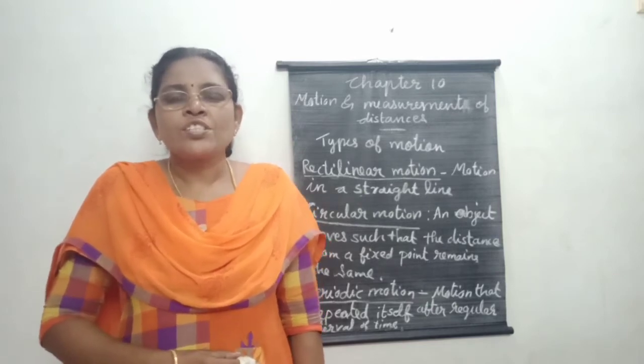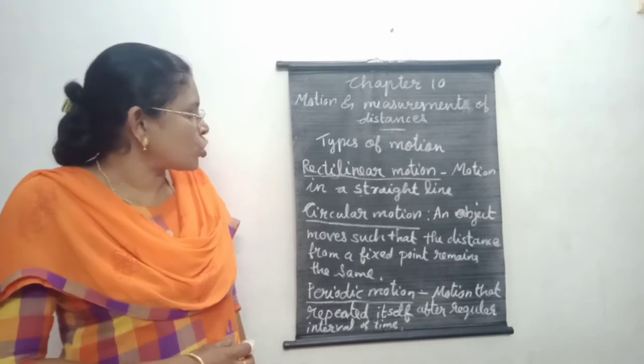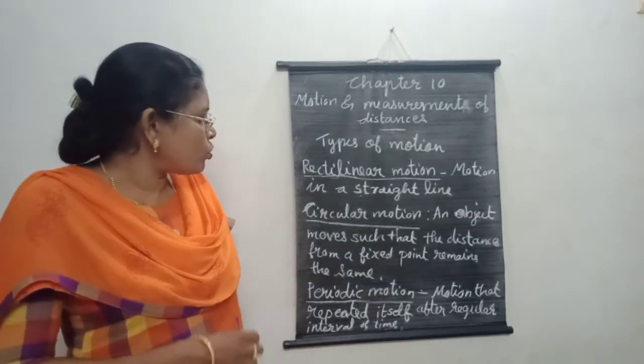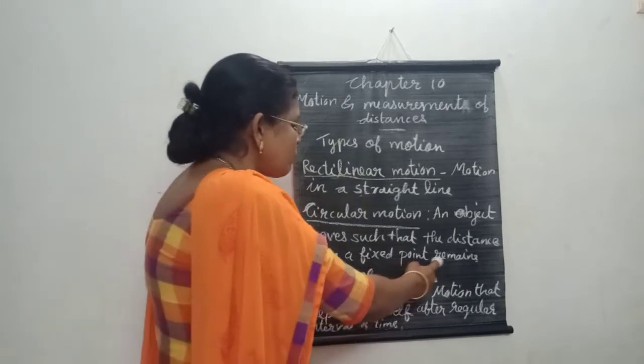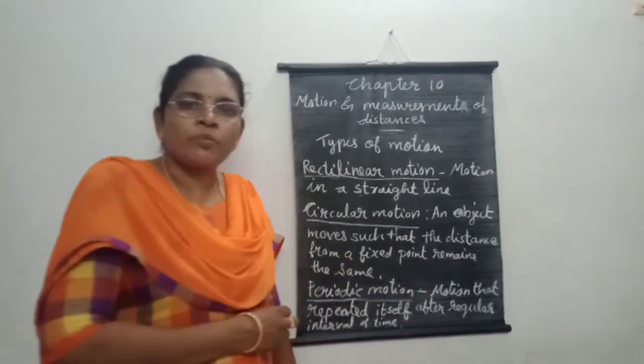Now next one is circular motion. An object moves such that the distance from a fixed point remains the same.